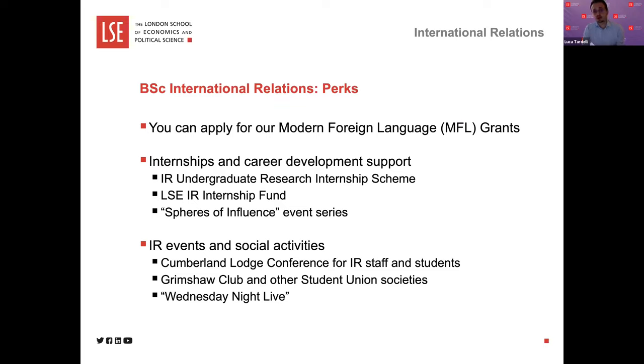We also run the spheres of influence events here, where we bring in people working in international institutions, diplomacy, NGOs, private sector, consultancies, and so forth, to give you their experience of what it means working in these different sectors. So how did they get there? What is required to work there? And if they studied international relations, how did the degree in IR help them get there? It's a very interesting one.